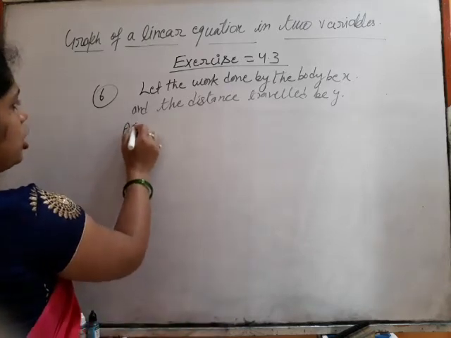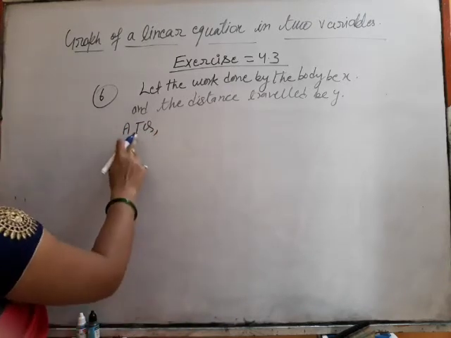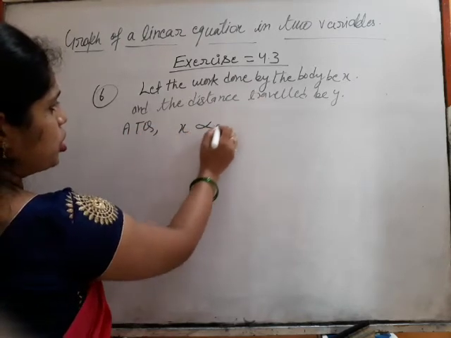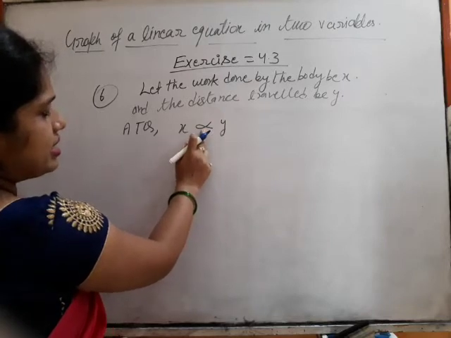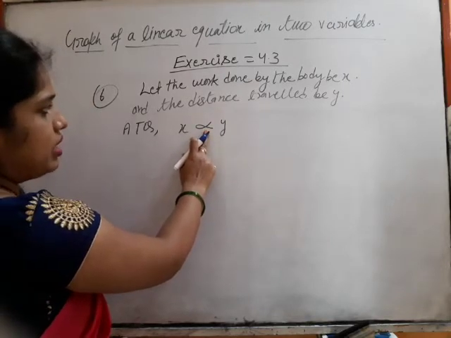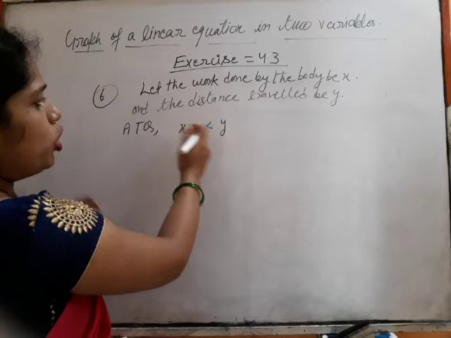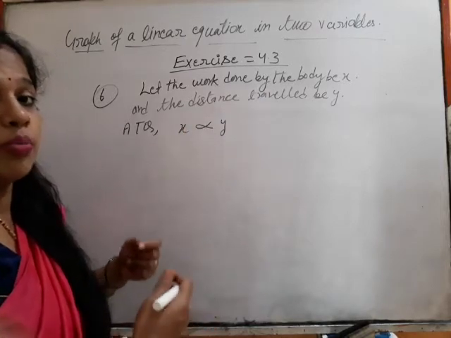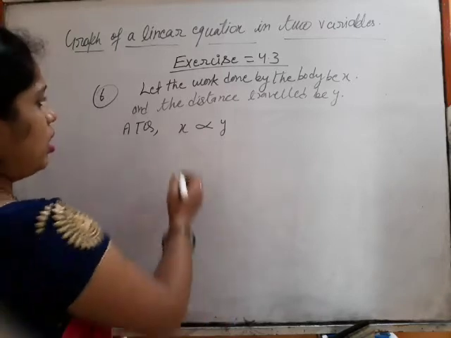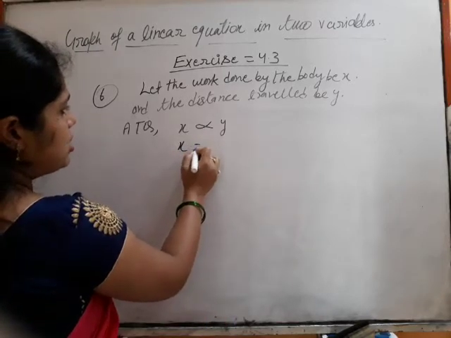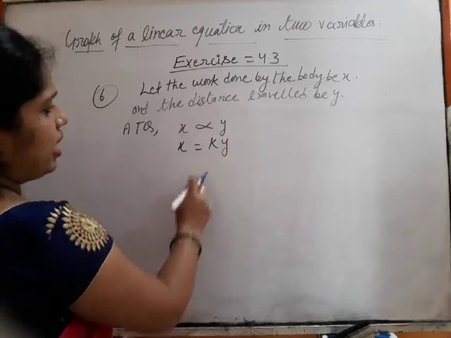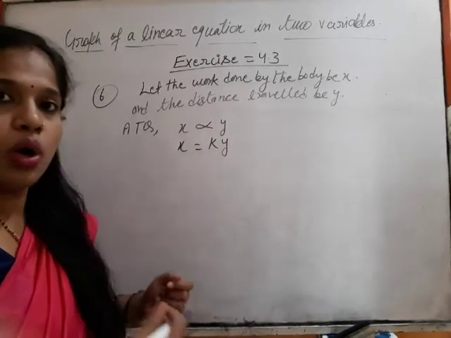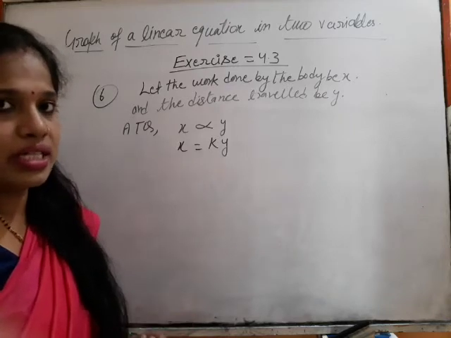So according to the question, x is directly proportional to y. Students, this is the proportionality sign. To remove this proportionality sign, we have to put a proportionality constant. Okay, that is x equals k y. K always will be taken as a proportionality constant. Okay, in physics you will study this.